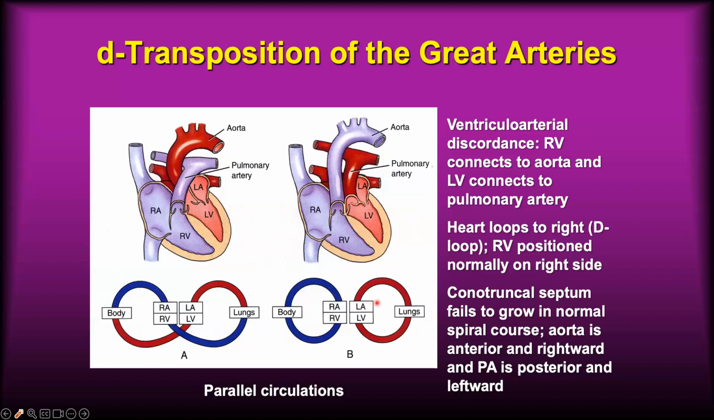Okay, we're not getting any oxygenation going to the body. So how can these people live? They have to have a connection somewhere. So in utero, we've got connections, right? We've got a foramen ovale. That's a connection. We've got a PDA. That's a connection. And then when they're born, those connections should close.